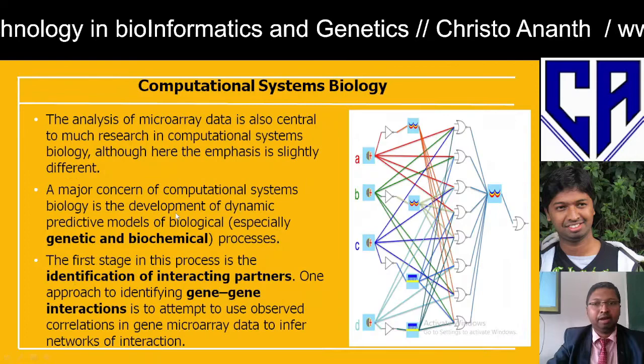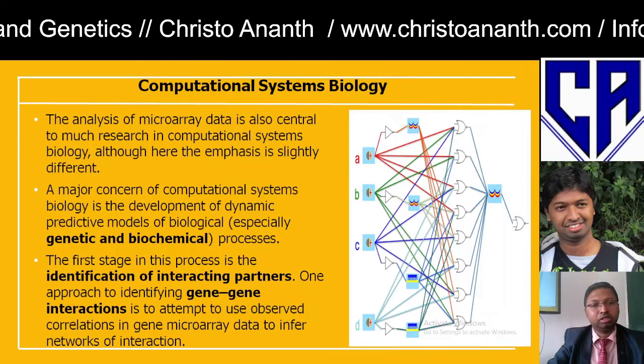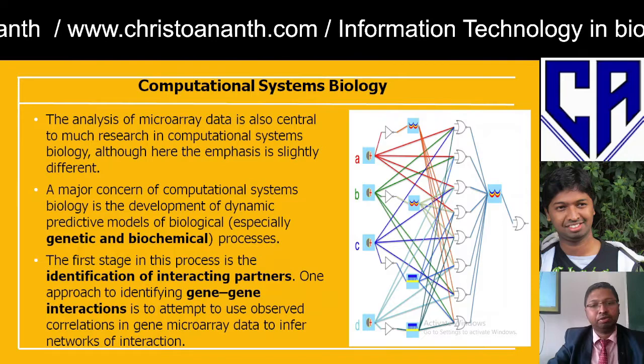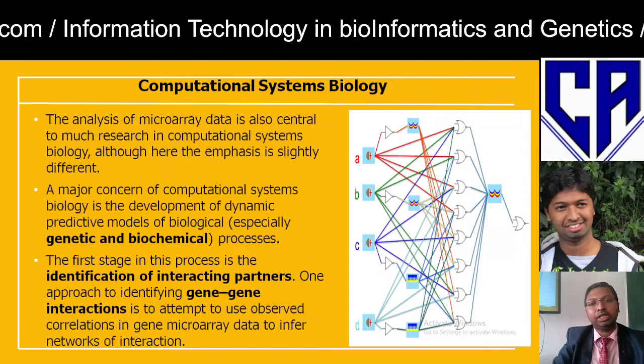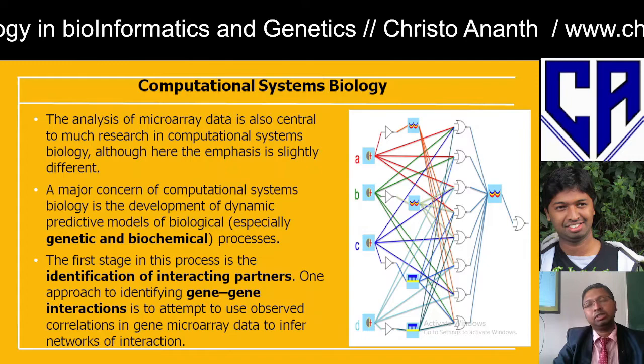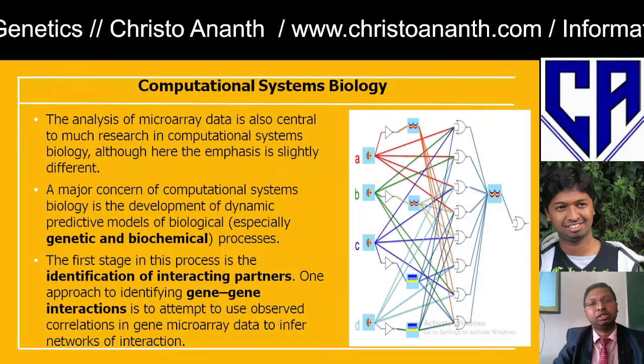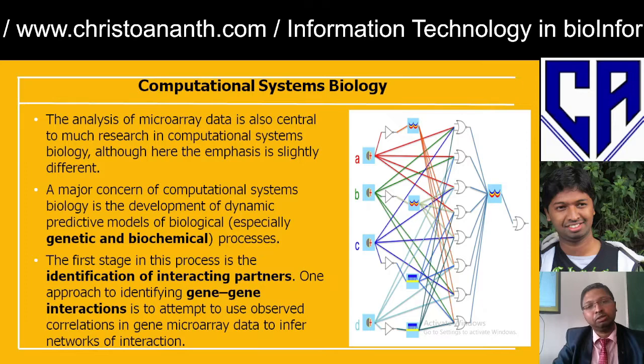And also in the case of computational systems biology, that's also where we tend to use bioinformatics, the Bayesian networks. Here we use microarray data to establish the sequences of microarray data, as well as to establish the protein to protein interactions. Bayesian networks are useful, and this data is very useful in computational systems biology as well as in synthetic biology. Here in the diagram you see a neural network.